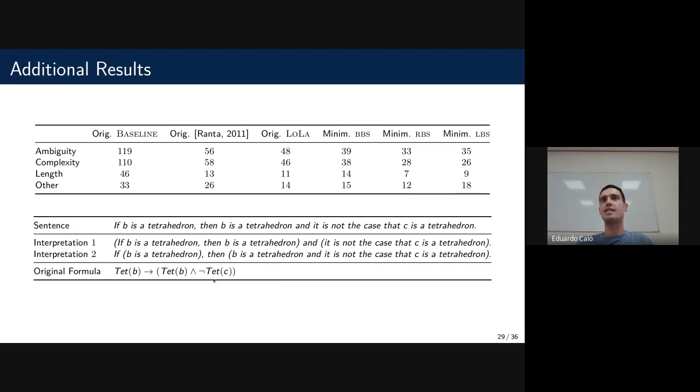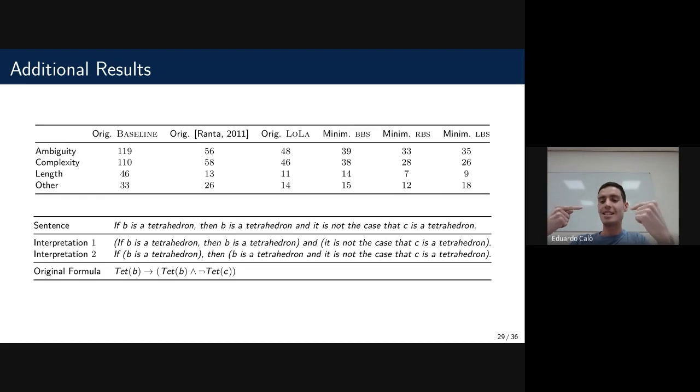The second interpretation is you take the implication as the main connective of the sentence, and the right-hand side of the implication is B is a tetrahedron, and it is not the case that C is a tetrahedron. To understand which is the intended meaning of this original sentence, we had to take a look at the original formula. And as you can see from the original formula, it's very clear that the interpretation is number 2, right? Because since logic is formal, you have brackets that tell you the scope of operators.